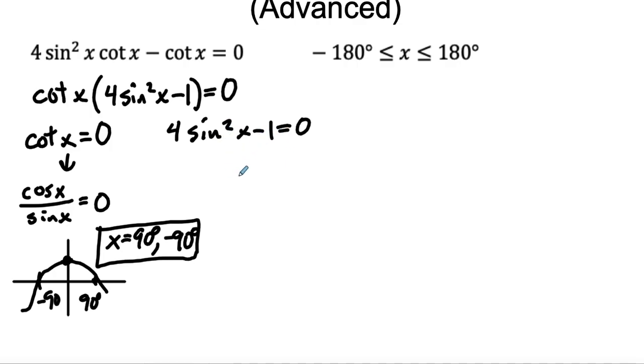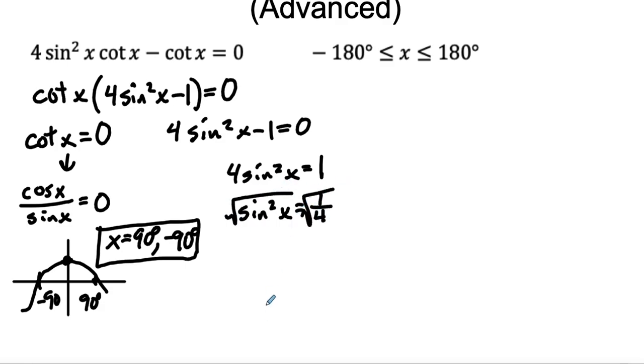Next we have 4 sine squared x minus 1 equals 0. You could do U-substitution, but I think this one's easy enough that I can say, 4 sine squared x equals 1, so sine squared x equals 1 over 4. Then I need to take the square root of both sides. Remember, a very easy thing to forget is that when we take the square root of a number, we have to say plus or minus.